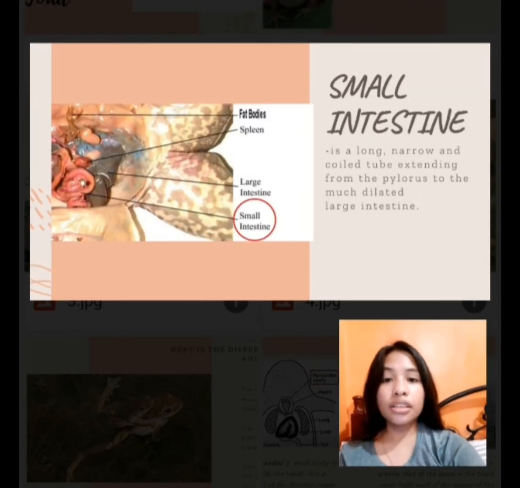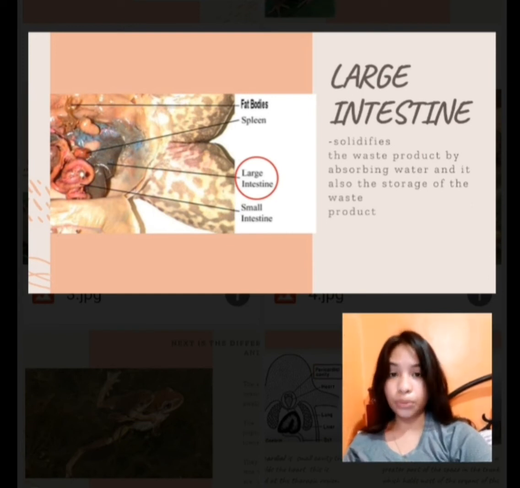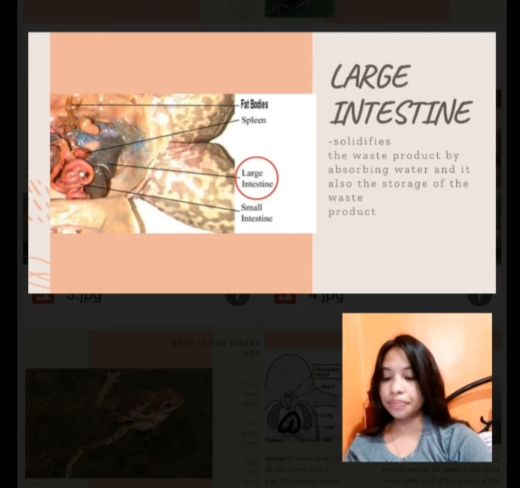Small intestine, a long, narrow, and coiled tube extending from the pylorus to the much dilated large intestine. It helps in the digestion and absorption of nutrients. Large intestine. It solidifies the waste product by absorbing water, and it is also the storage of the waste product. It is suspended to the body wall by its mesentery, the mesorectum or mesocolon.